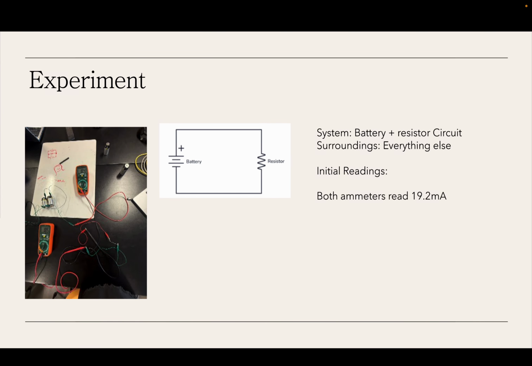So here's an image of the experiment we set up. We have our two multimeters, we have our batteries here, and it's all connected to a resistor that's in series on this side, even though it's a little bit hard to see. So this is kind of a visual representation. We have the battery right here, our resistor right here, and additionally not shown are our two ammeters right here. So our system is our battery plus our resistor circuit, and our surroundings are everything else. Our initial readings on our ammeters showed 19.2 mA.